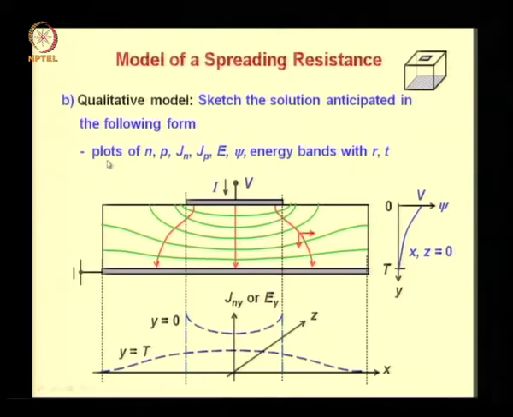Next, we anticipated the solution as plots of n, p, Jn, Jp, E, psi or energy bands with space and time. Now we did not bother about energy bands because energy bands are not required for understanding the operation of a spreading resistance. We did not sketch the n and p concentrations because they were uniform throughout the device. Further, we did not bother about the hole current density because we had neglected the hole concentration and contribution of holes to device phenomena. Therefore, we sketched Jn, the electric field and psi.